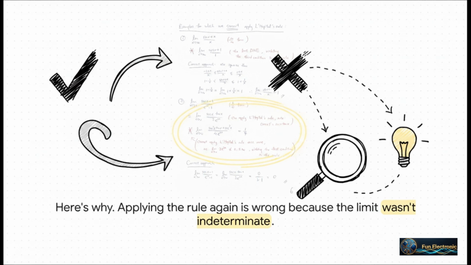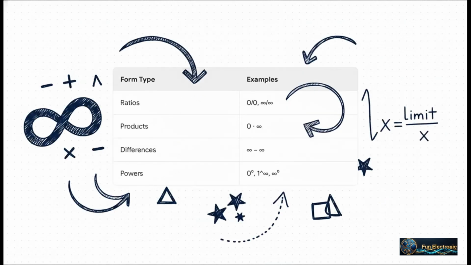Look what happens here. After applying the rule just one time, the limit is no longer indeterminate. If you were just going on autopilot and applied the rule a second time without thinking, you'd get 1/4, which is totally wrong. But because we checked, we can see the real answer is just 0. Always, always check.